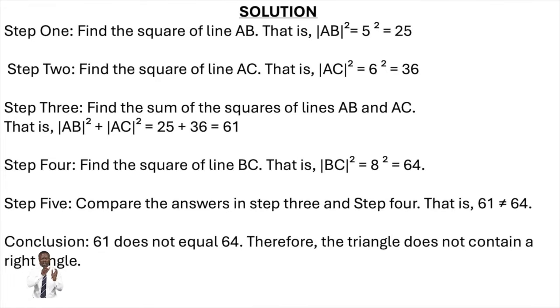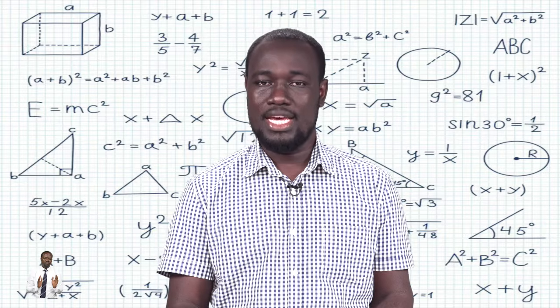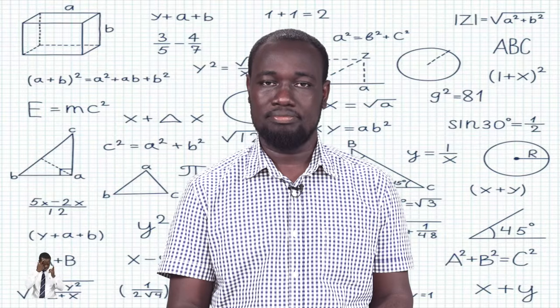And the square of the hypotenuse, that's the longest side, gave us 64. Clearly, 61 is not equal to 64. Therefore, this triangle does not contain a right angle. I believe the understanding is very clear.